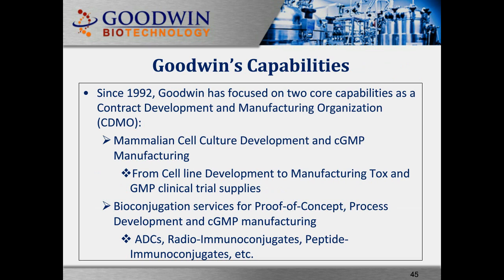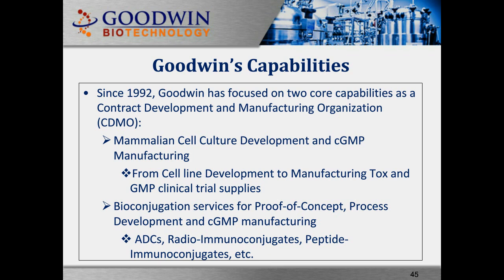Now we go over the Goodwin capabilities. Since 1992, Goodwin has focused on two core capabilities as a contract development and manufacturing organization: mammalian cell culture development and cGMP manufacturing. Goodwin is a one-stop shop, from cell line development to manufacturing toxicology material and GMP clinical trial supplies. We also have capabilities in bioconjugation services, from proof of concept to process development and cGMP manufacturing, using antibody drug conjugates, radioimmunoconjugates, peptide immunoconjugates, etc. Goodwin also has the capability of performing stability studies as per ICH guidelines.